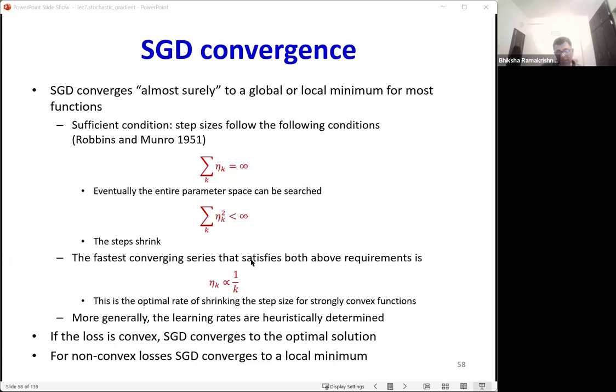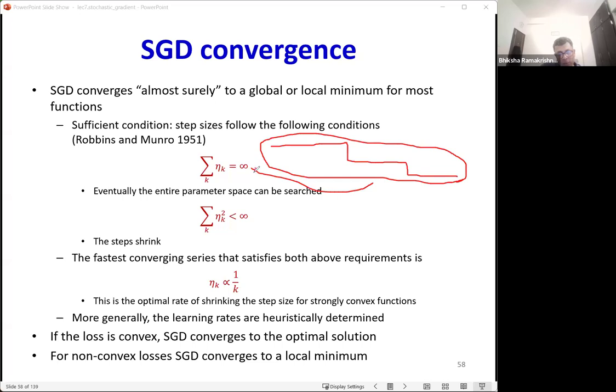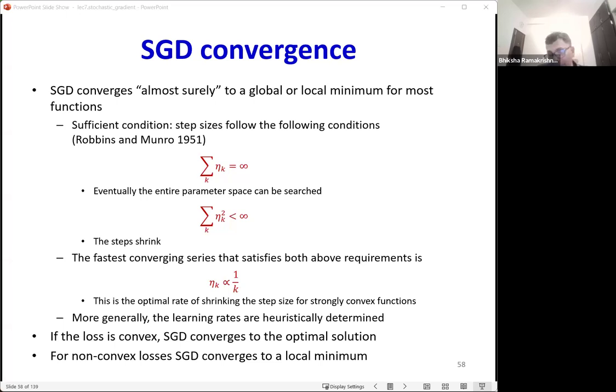More generally, the learning rates are heuristically determined. And typically, we are going to have learning rates of this kind where we have some initial learning rate for a long time, then some other learning rate for a long time, and then some other learning rate for a long time. But whatever schedule you use, it must have the property that both of these conditions are satisfied. If it doesn't satisfy both conditions, then you're not guaranteed that you will actually be able to learn the function. This makes sense to everybody so far? Everybody good? Okay.